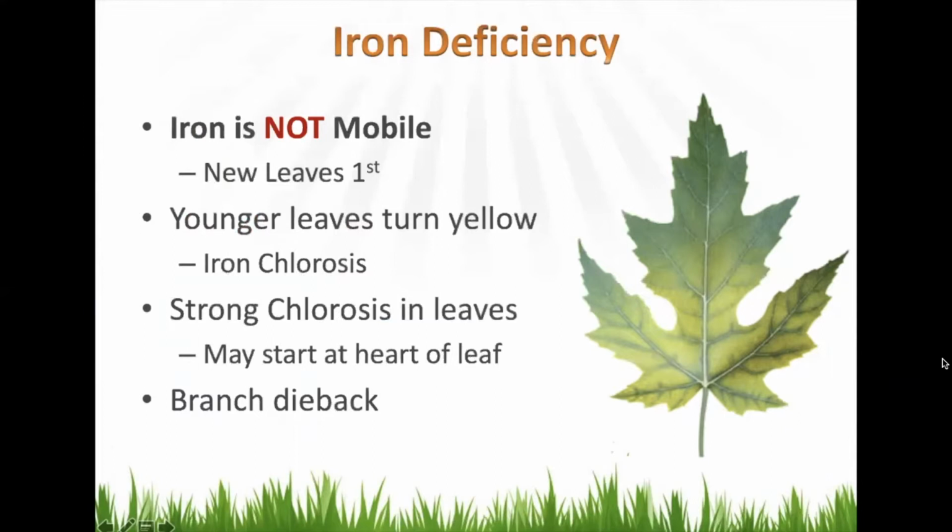And this yellowing is very strong, this strong chlorosis in leaves, and it may start at the heart of the leaf from the base and then radiate outwards. And the veins, you can still see the veins are still green. You're going to see everything else go yellow. So not the margins, it doesn't affect the margins first, like a lot of the other elements that we went over, but it starts from the very center and then radiates outward. And then this also will promote branch dieback.